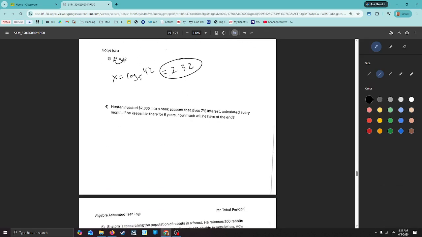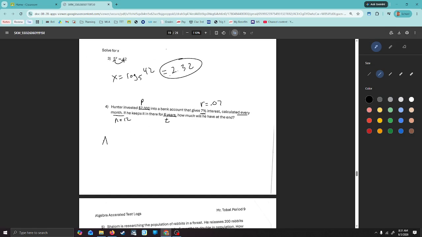All right. Hunter invests 7K into a bank with 7% interest, compounded each month. If he keeps it there for 6 years, how much will he have at the end? So 7K is my principal amount. That's how much he's putting in. My rate is 7%, but remember, you have to change it to decimal, so that's 0.07. He's going to keep it there for 6 years, so that's the time. Now, it calculates every month, so my n is 12.